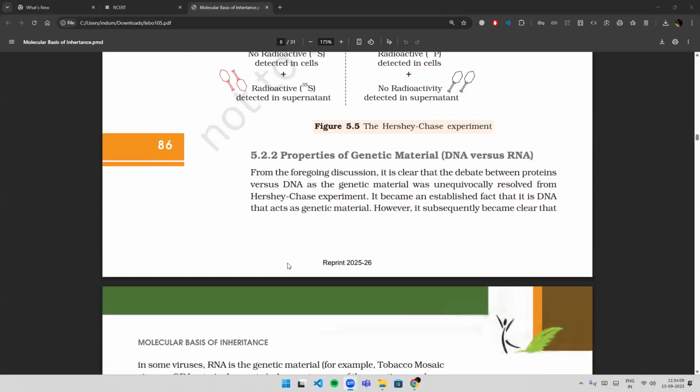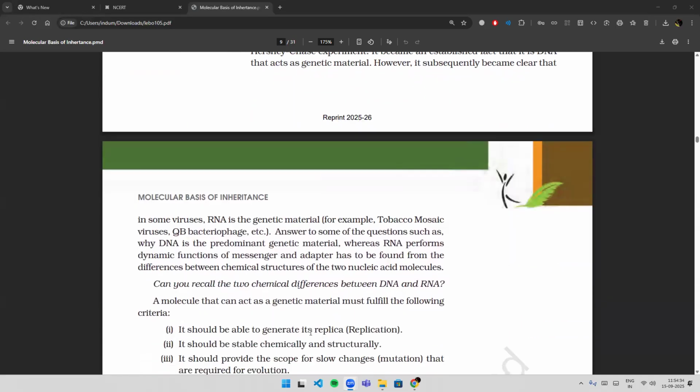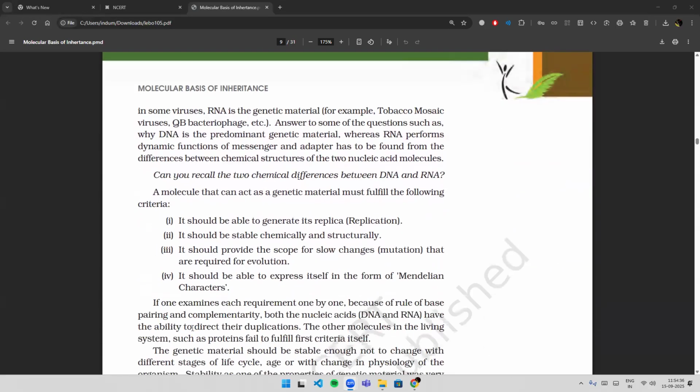5.2.2 Properties of genetic material: DNA versus RNA. From the foregoing discussion, it is clear that the debate between proteins versus DNA as the genetic material was unequivocally resolved from the Hershey-Chase experiment. It became an established fact that it is DNA that acts as a genetic material. However, it subsequently became clear that in some viruses, RNA is the genetic material.